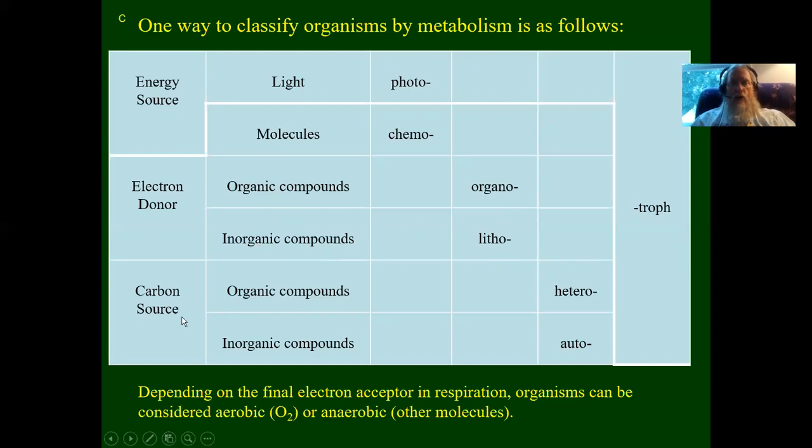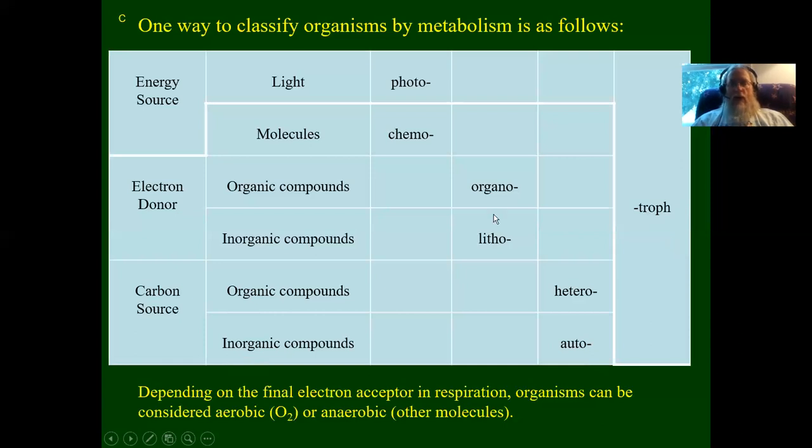And then the final dimension we'll look at here is where does the organism get its carbon? Organic compounds basically means getting it from pre-existing organic molecules, usually by consuming either other organisms or some product of other organisms. And so that gets a hetero in this long thing. I'll show you what these words look like when we put them together. And if it gets this carbon from inorganic compounds, in other words, CO2 directly, which is technically not considered an organic molecule, then it gets an auto. Okay, and then we end all of this with troph. And like I said, we'll see in the next slide how these words build up.